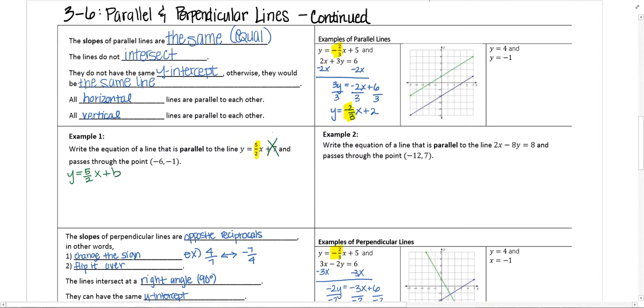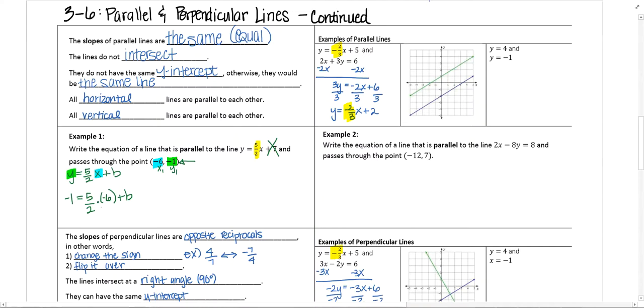We don't use it. So now we're going to do just like we did before, where we're going to find the intercept using the point we're given. So this is your x1 and your y1. So we're going to plug them in. So the x1 is going to go where x is, and the y1 is going to go right here. Okay, let's see what we get. So that would be -1 is equal to 5 halves times x, which is -6, plus b.